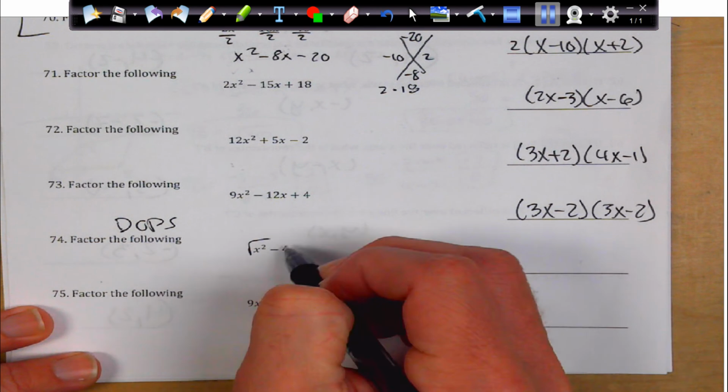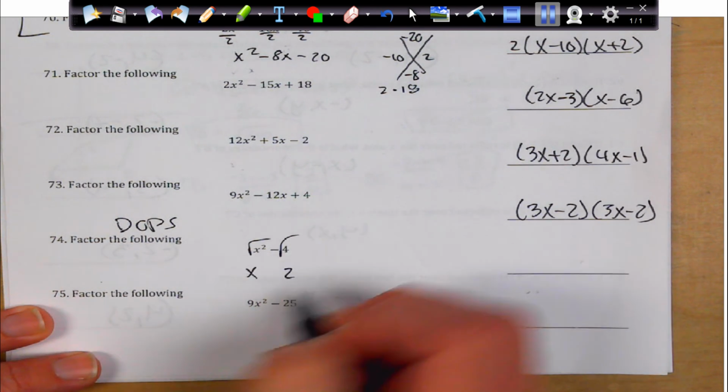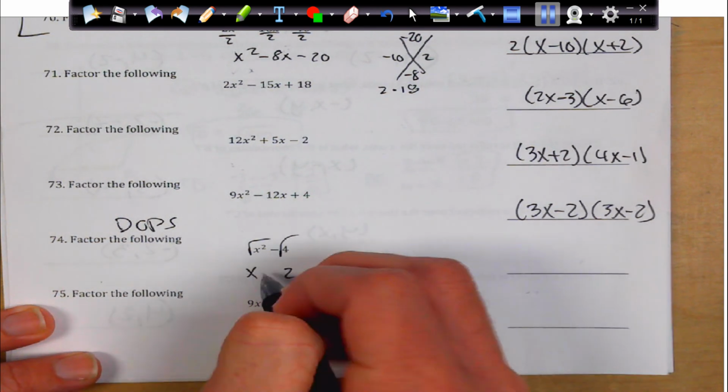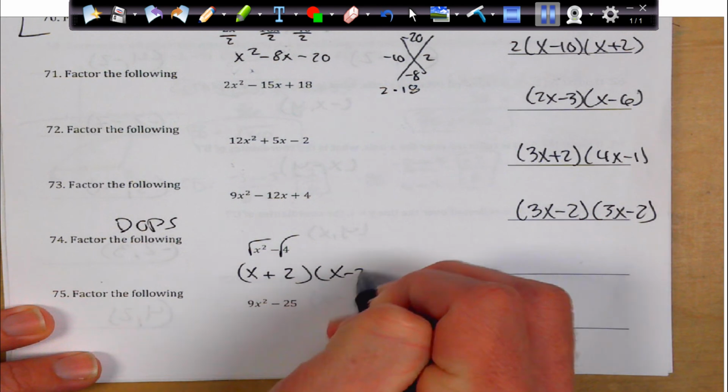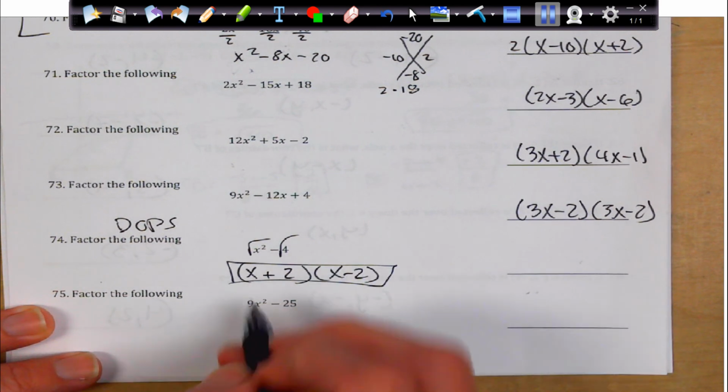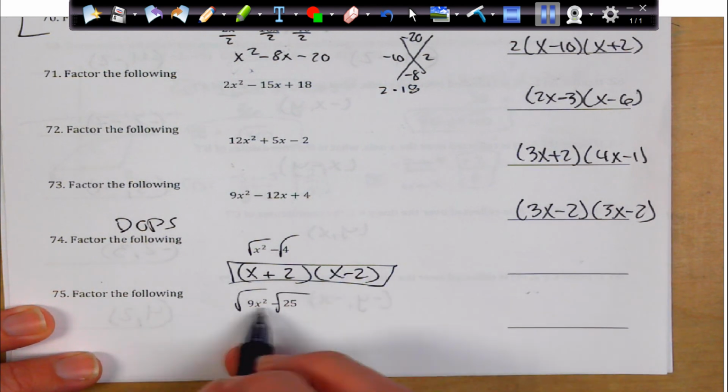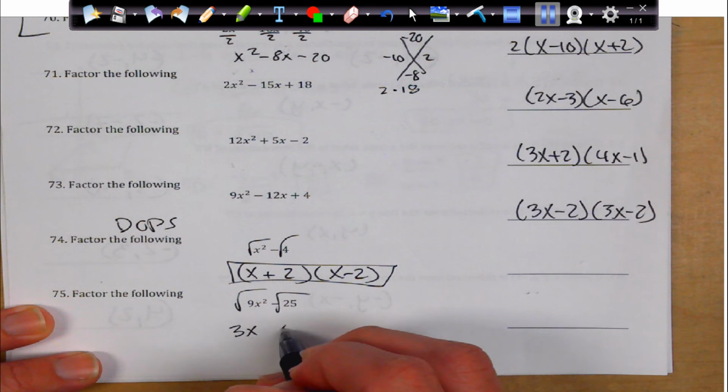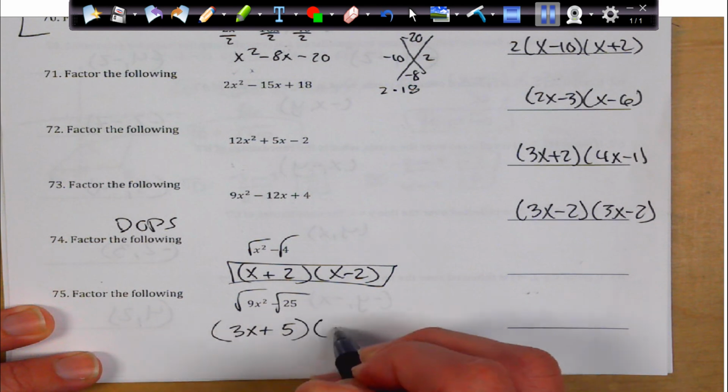And last but not least, we get to what's called difference of perfect squares, DOPS. So all I have to do is square root these to get x and 2. And when we do that, we do the addition of them and the subtraction of them, and we're good to go. Same thing here, square root of 9x squared is 3x, and that's going to be 5. So 3x plus 5 and 3x minus 5.